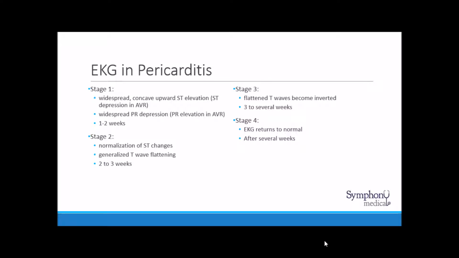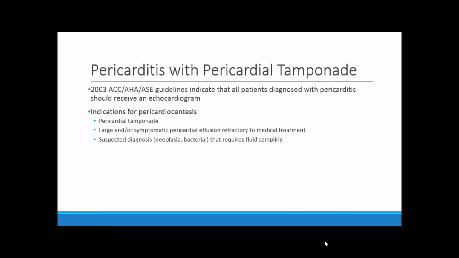So you should know that patients with chronic pericarditis will not have that classic EKG. So if they've been having pericarditis for months and all of a sudden it's recurrent, maybe because they were tapered off their meds too quickly, the EKG will not look the same as if it was acute.